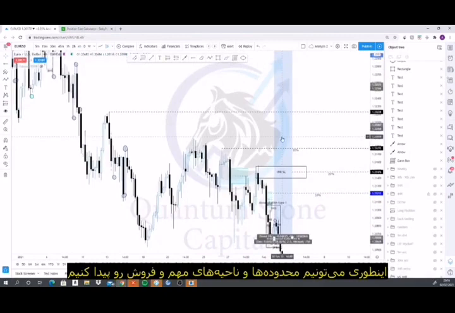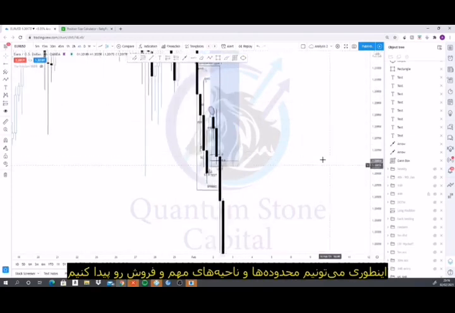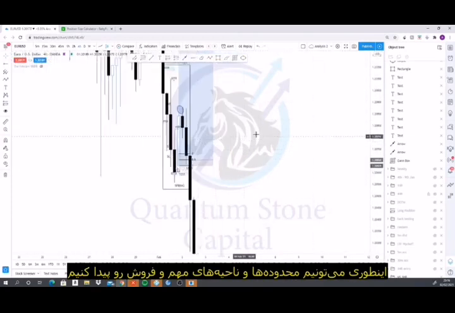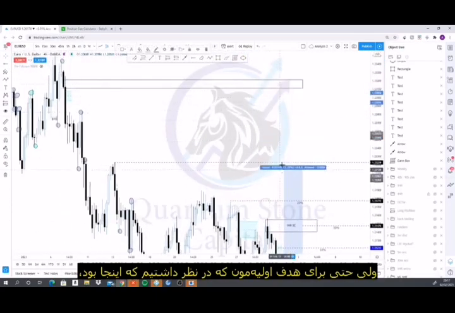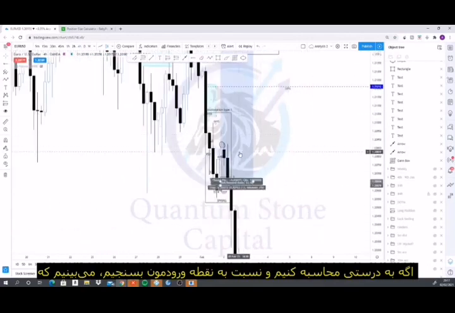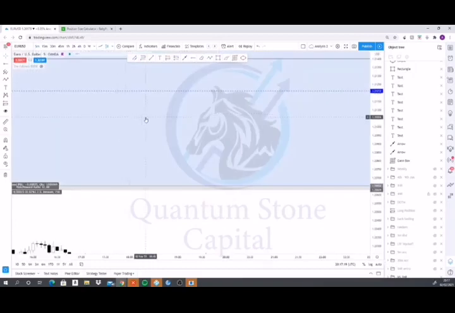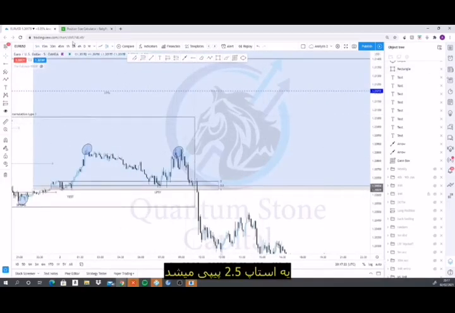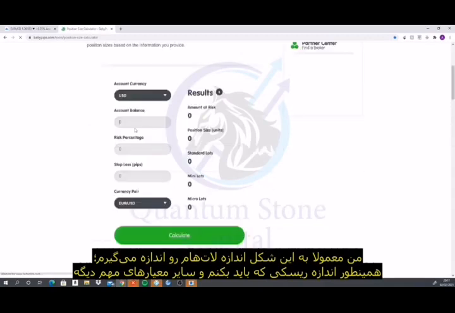So arguably that is a 1 to 100 arguably, yeah. But even for our initial target, which was, I believe, right around here, this was a 1 to 61, I believe, or 1 to 60. 1 to 61, and I'll basically want to put that level in perspective, in the sense that from our entry, this was a 2.5 pip stop, and this is basically something I use to calculate my lot sizes and the amount I should risk, etc.